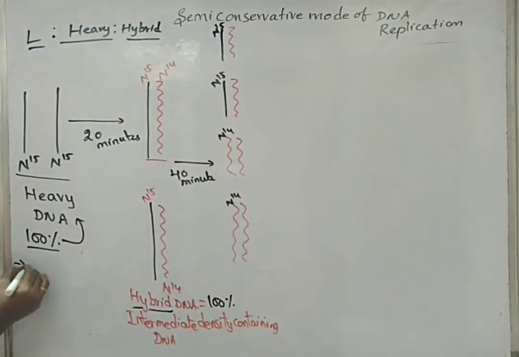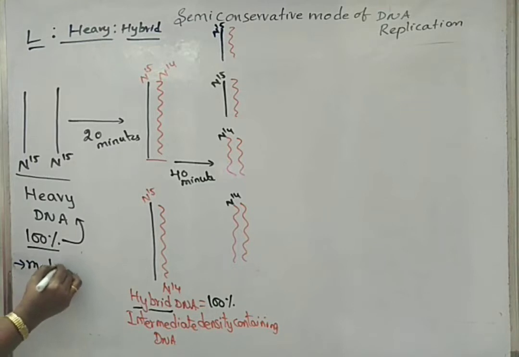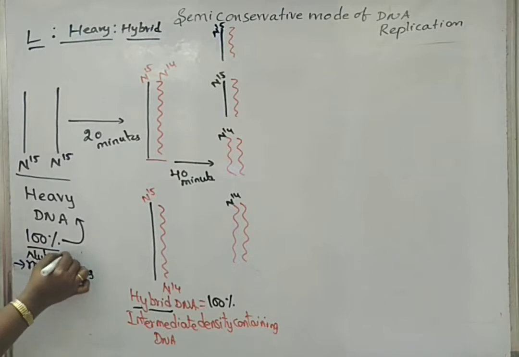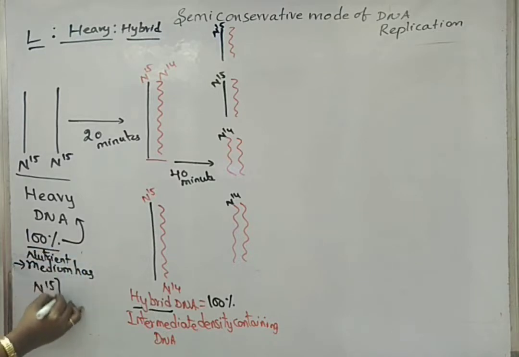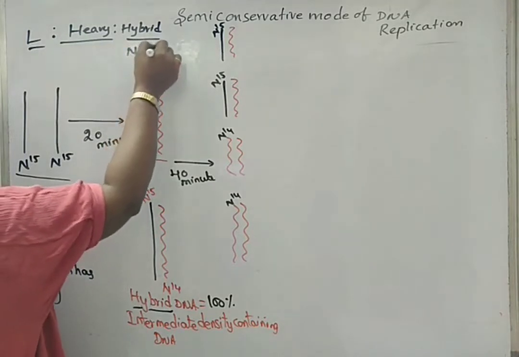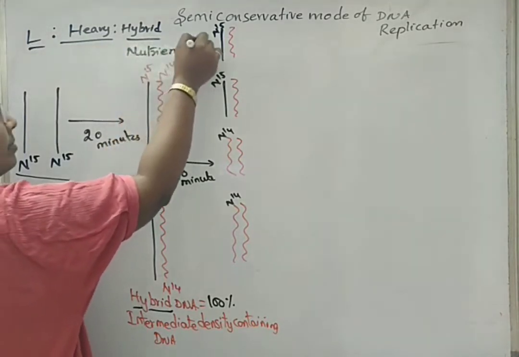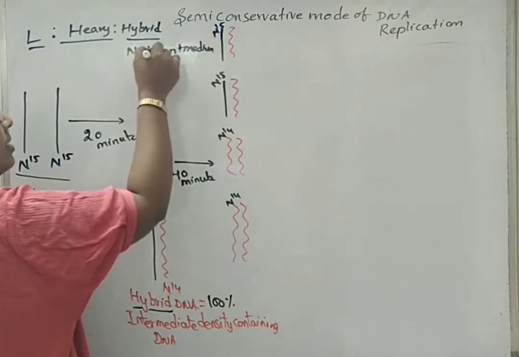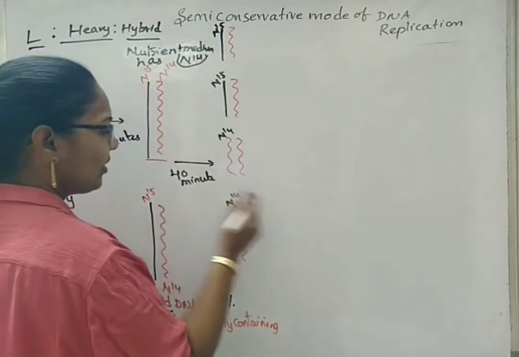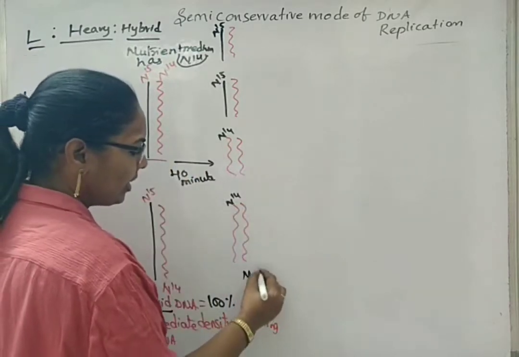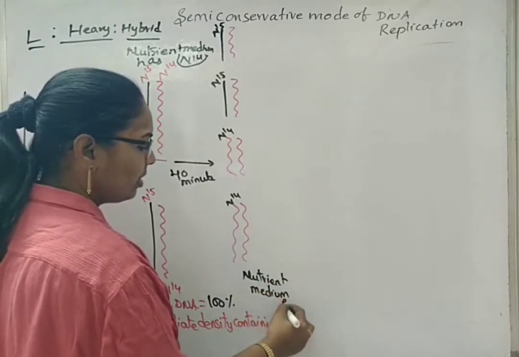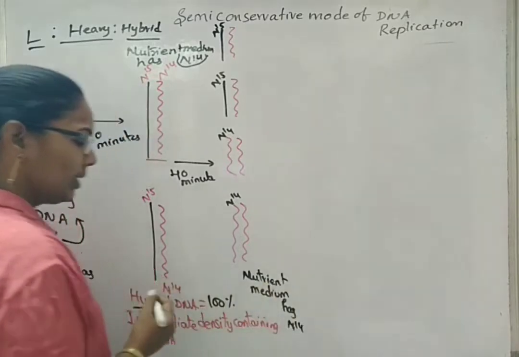That point I will write here. Medium means nutrient medium. Initially it has N15, this type of nitrogen. But here nutrient medium has N14. Here also after 40 minutes, again the nutrient medium in which E. coli is grown has N14, not N15.